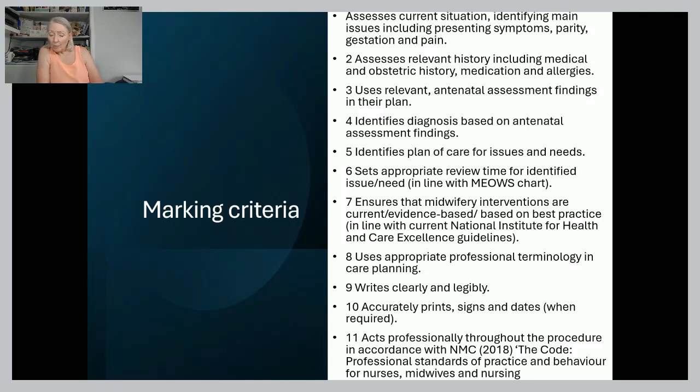That you use appropriate professional terminology. So try and avoid abbreviations, although I've got some abbreviations in this presentation, it's mainly because of the lack of space on the screen to actually write things out in full. But ideally write things in full rather than abbreviating them. That you write clearly and legibly. If the assessor cannot read your writing, then you're not going to pass that station. And make sure that you print and sign and date it. Often there is a space already on there for it, but if not, just print and sign and date it anyway.